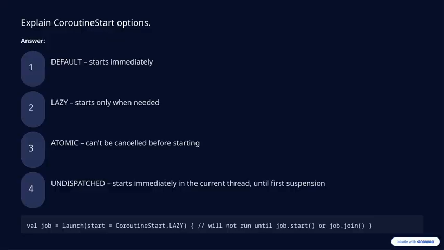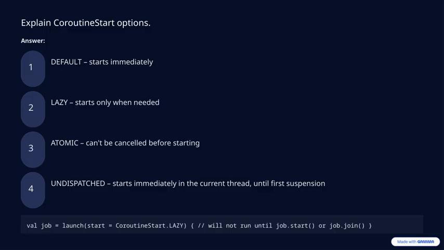All right, let's dive into coroutine start options. First up, we have DEFAULT, which means the coroutine starts immediately as soon as you launch it. This is the most common choice when you want your coroutine to run without delay. Next is LAZY, which is quite interesting. It won't start until you explicitly call start or join on the job. This gives you more control over when the coroutine begins.